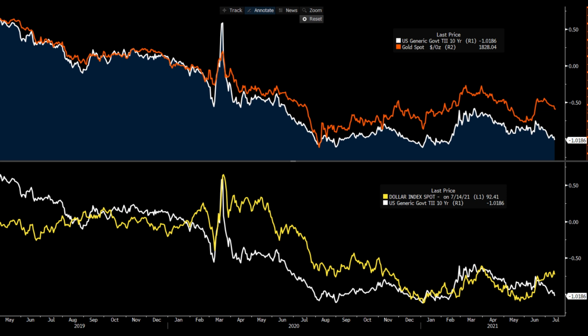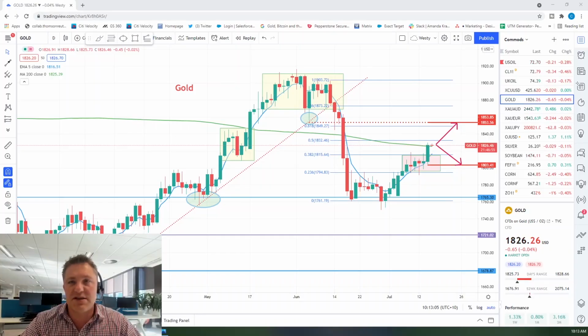If we look at this from a basic model perspective, that correlation has broken down. But if we continue to see the real returns in the bond market go deeper negative, then the gold price is going to go one way, and that is higher. If we see that reversing, and real yields move higher, then of course we're going to see the US dollar strengthen and gold prices come under pressure.